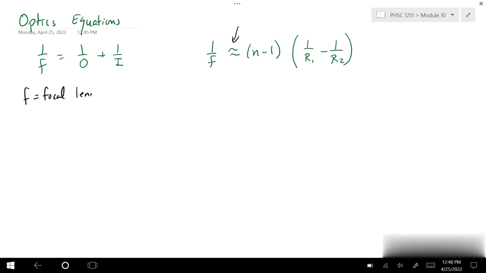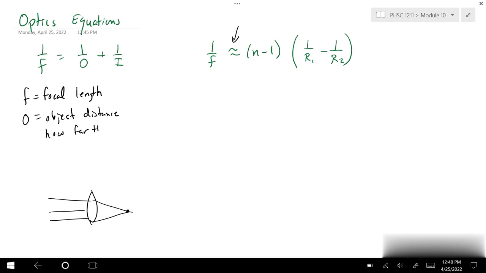So f is equal to the focal length. If you're taking light from far away, for example with a converging lens, this light is coming from far away and it's going to focus at some point. That's the focal point. Every lens, every set of glasses, is set with a focal point. Your eye has a focal point, we talked about that in the last video. That focal point can be on the retina, in front of the retina, or behind the retina. O is equal to the object distance, or how far the object is from the lens.